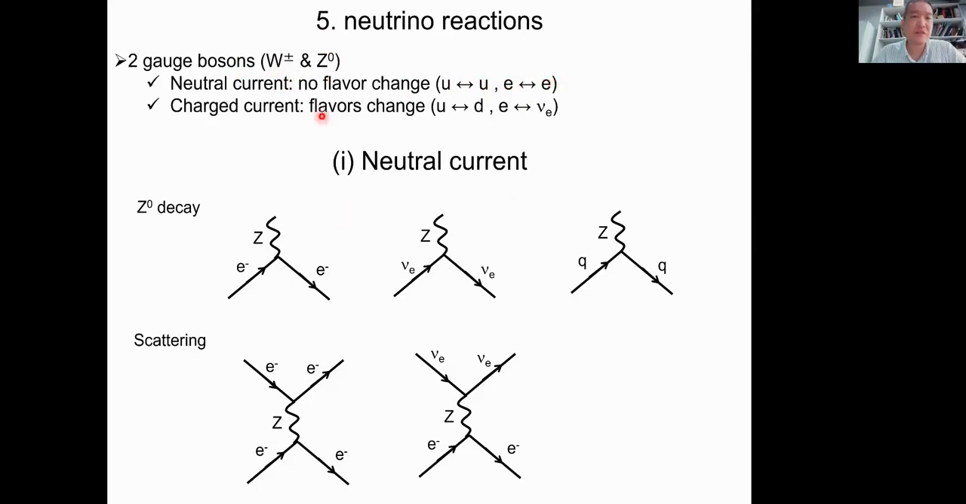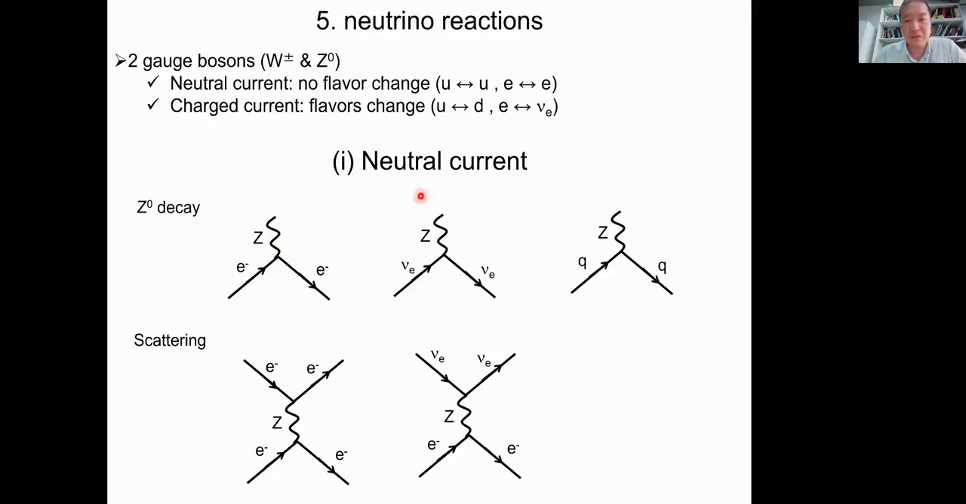On the other hand, in charged current reaction, flavors change. For example, up quark is converted to down quark, and electron is converted to electron type neutrino. Let's see the diagram corresponding to the neutral current reaction first. These three diagrams are corresponding to the Z0 decay. And this is relevant to the process that electron exchanges Z boson and stays as an electron.